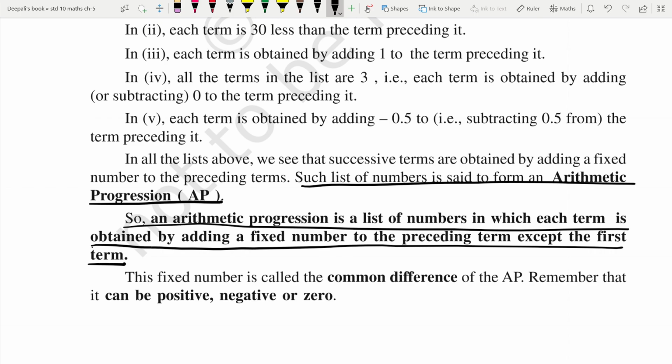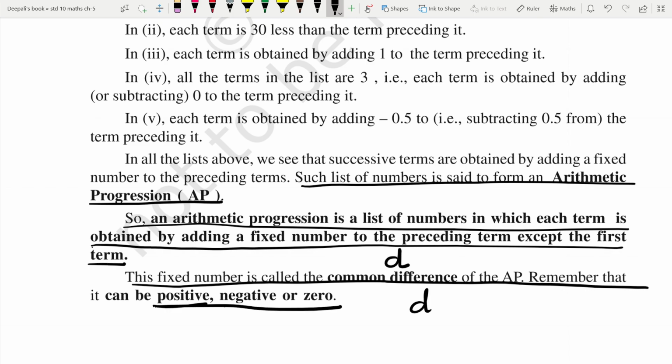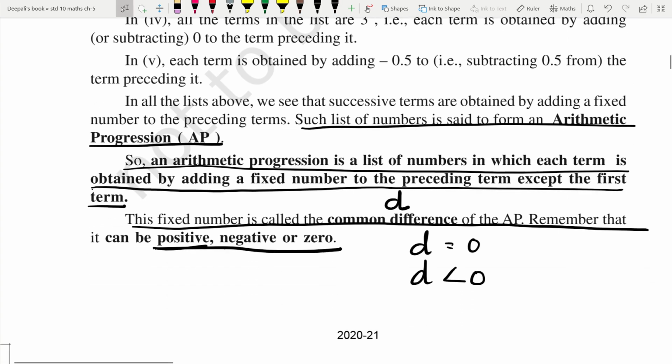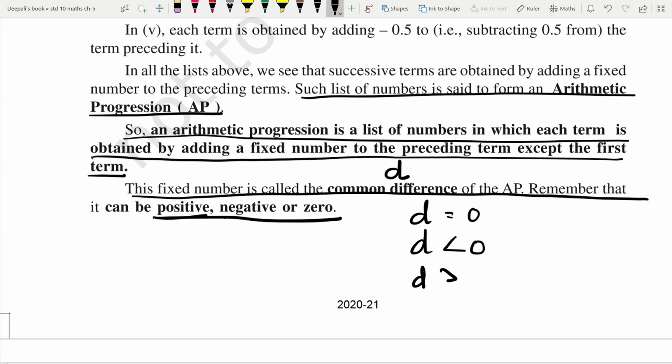This fixed number is called the common difference of the AP and is denoted by D. Remember that it can be positive, negative or 0. That is, D can be equal to 0, D can be less than 0 and D can be greater than 0.